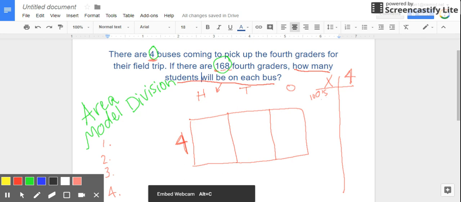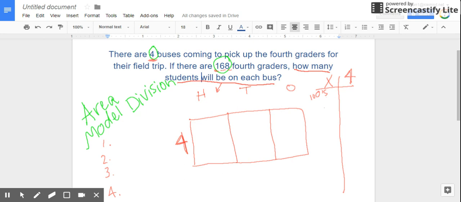Okay, so we've got the hundreds. Let's start with just 100. Do I have enough to give 100 to each group? Well, 100 times 4, you know from your hundreds trick, is 400. Does it look like I even have close to 400? No. There's no way I can give 100 to each group. If that's the case and I have no hundreds, I'm going to write 168. And there's nothing I can do.